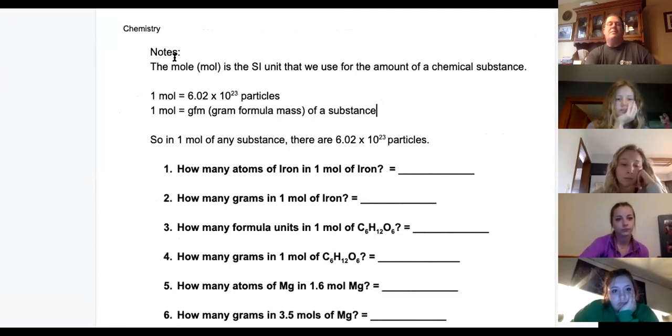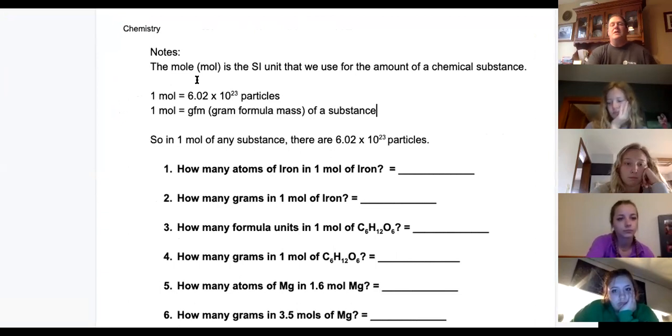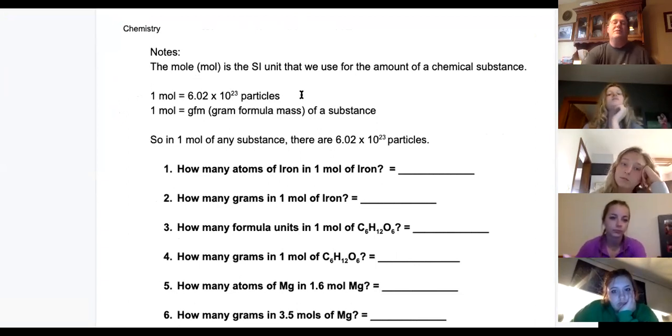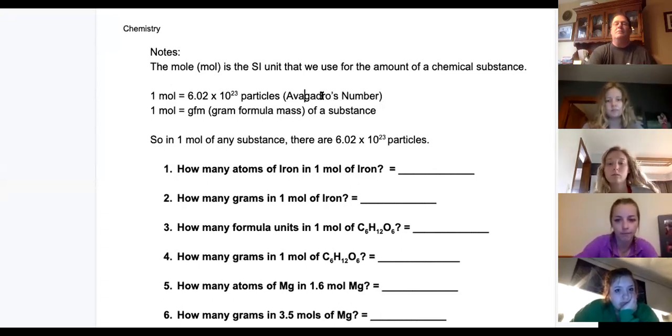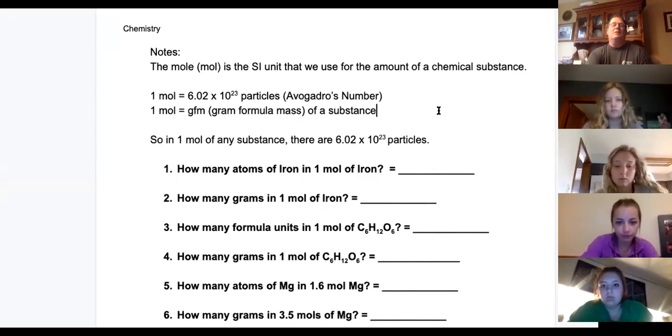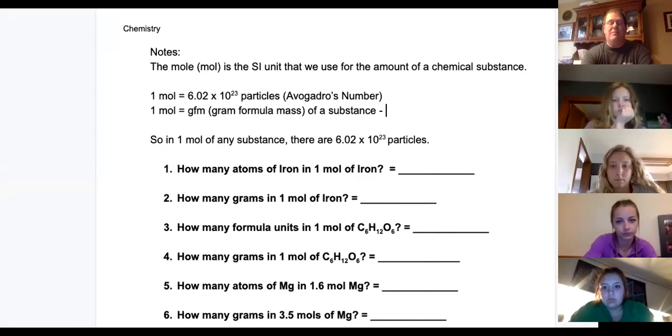All right, so a couple things about the mole that we're talking about. The mole is the SI unit that we use for the amount of a chemical substance. So just like the meter or the gram or the second, the mole is just another unit that we use. Conversions, 1 mole is equal to 6.02 times 10 to the 23rd particles. That number is called Avogadro's number. And 1 mole is also equal to the GFM, or the gram formula mass of a substance. That's the number that we find from the periodic table.